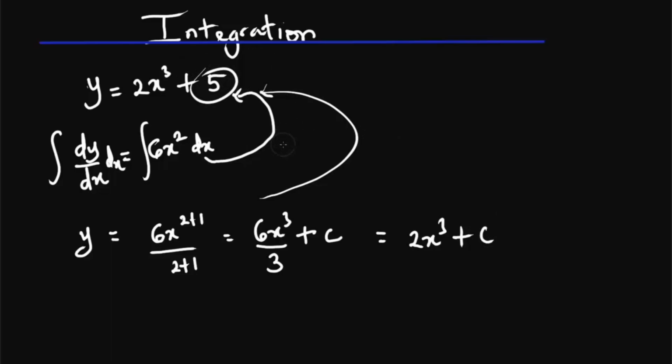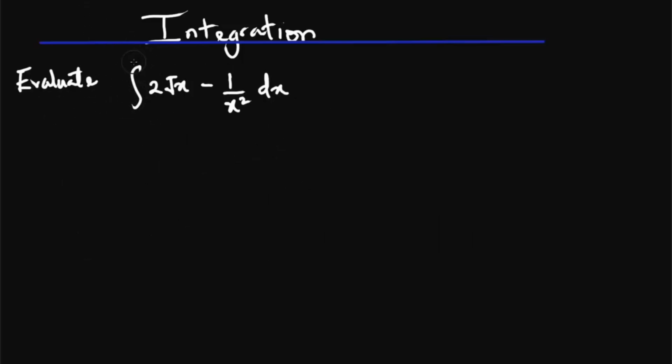Alright, now let's move on to solve more problems. We have to evaluate the integral of 2 root x minus 1 over x squared dx. In this case, what we do first is to simplify. To simplify our integral, we can write this as the integral of 2x to the power 1 over 2. The square root of a variable is that variable to the power half.